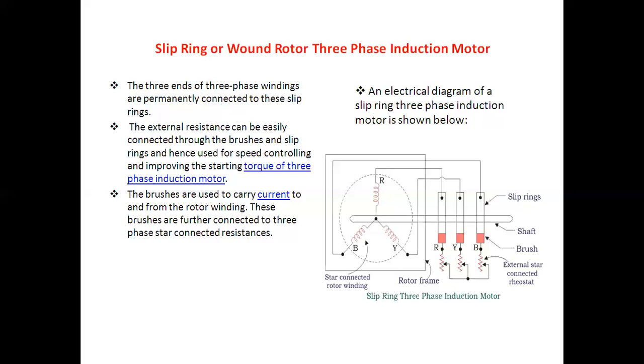So the purpose of the slip rings and the brushes in a three-phase induction motor is to connect the external resistance in the rotor circuit. The external star connected rheostat is generally used to increase the starting torque and decrease the starting current from the supply, and to control the speed of the motor. This is also an advantage of a slip ring or wound rotor induction motor.